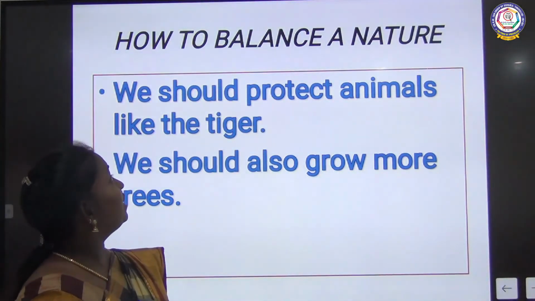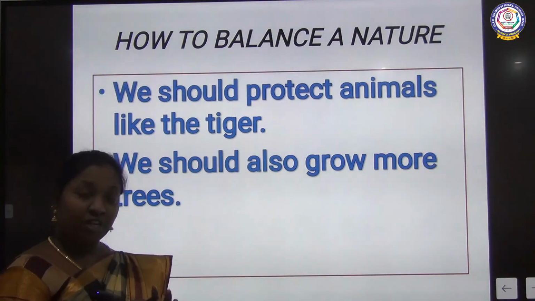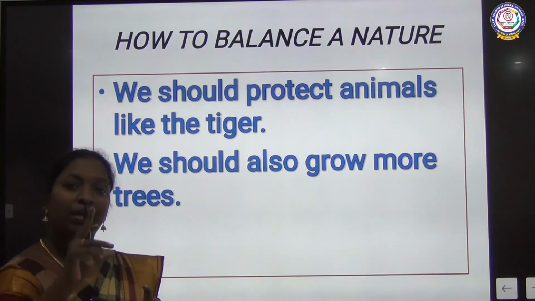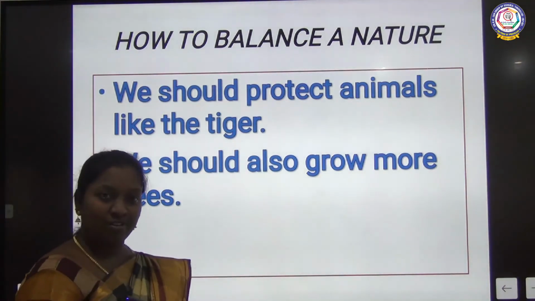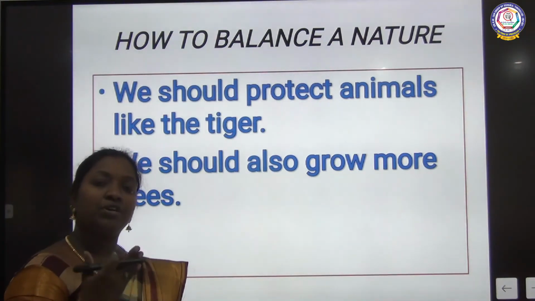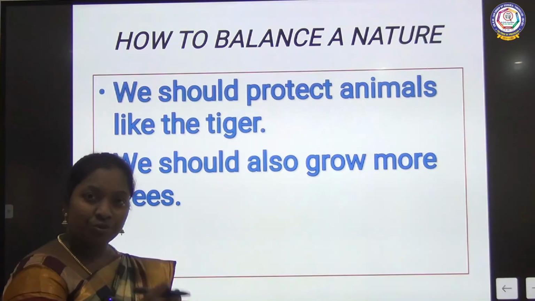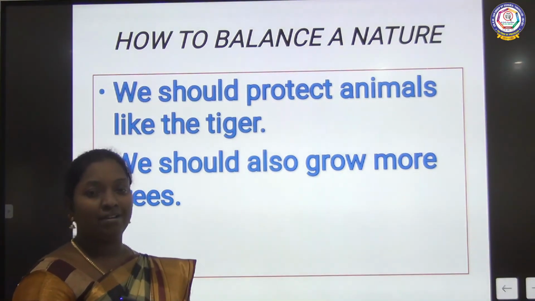How do we balance nature? We should protect animals. Even though it is a dangerous animal, we should protect it. Then only can we keep nature in balance. We should also grow more trees. Instead of continuing to cut trees, we should have a habit of planting new plants in our surroundings. In this way we can balance nature.